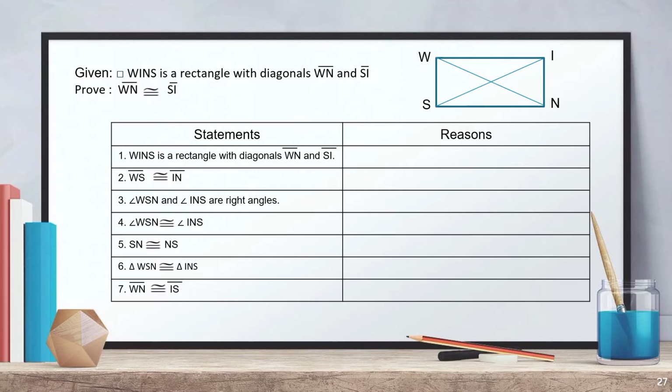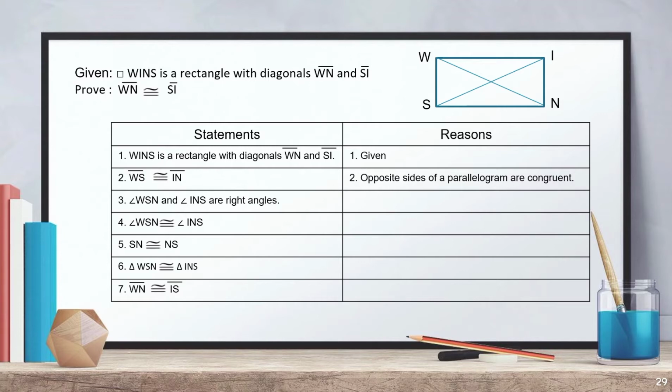Statement number 1. WINS is a rectangle with diagonals WN and SI. Reason, we have given, because it is already stated in the given. Now, let's have statement number 2. Our statement number 2 must be based from statement number 1. Since it is stated in statement number 1 that WINS is a rectangle, in our statement number 2, we state that side WS is congruent to side IN. Reason, opposite sides of a parallelogram are congruent.